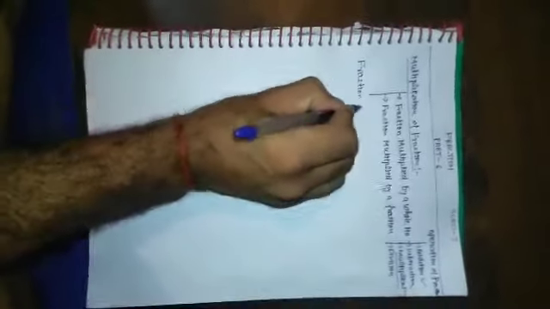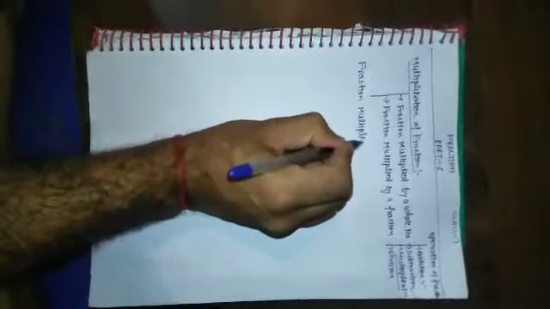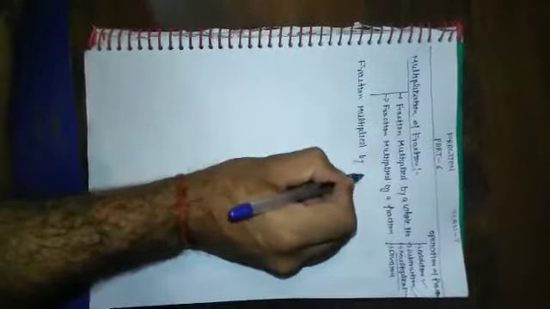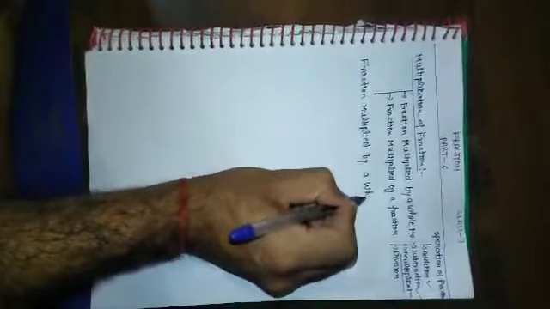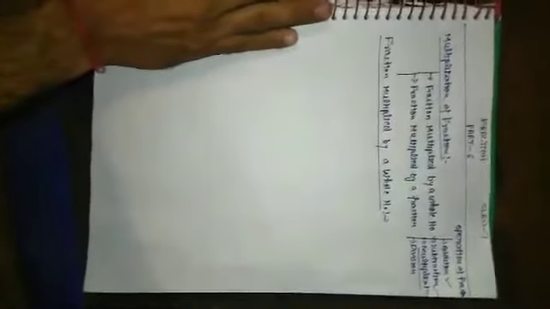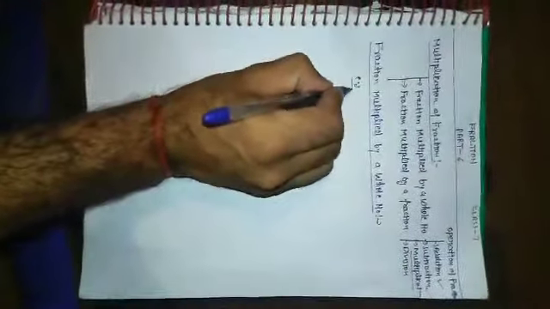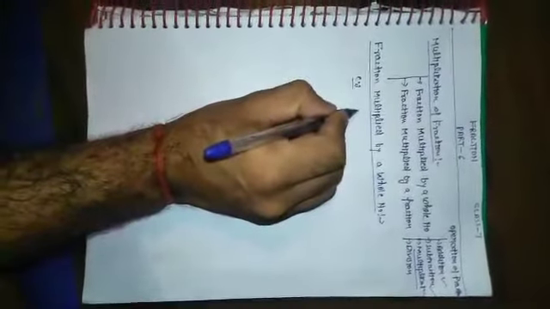In that, firstly we will start the discussion about fraction multiplied by a whole number. First of all, children, we will talk about how we can multiply a fraction by a whole number. In that, we are taking an example.